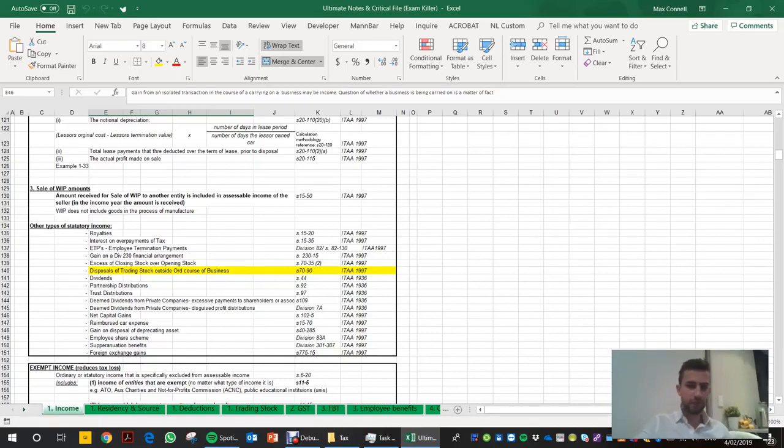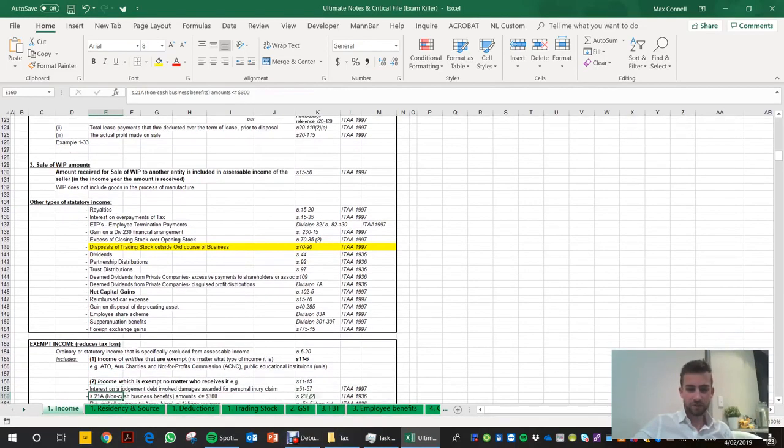So here's a bunch of other very, very specific statutory income amounts. I'm only going to read out a couple of these, but you can read through them yourself. So royalties, interest on overpayment of tax, excess closing stock over opening stock, partnership distributions, trust distributions, deemed dividends from private companies. We'll talk about that later when we get to Division 7A. Capital gains, which is probably the biggest one. Might just highlight that one. Reimbursed car expenses. And yes, you can read through those yourself.